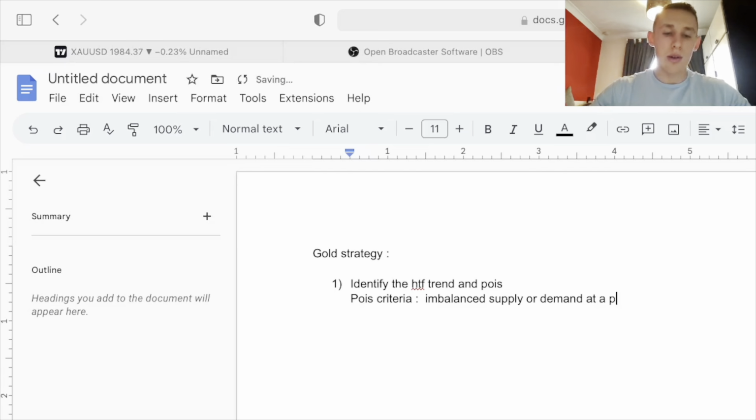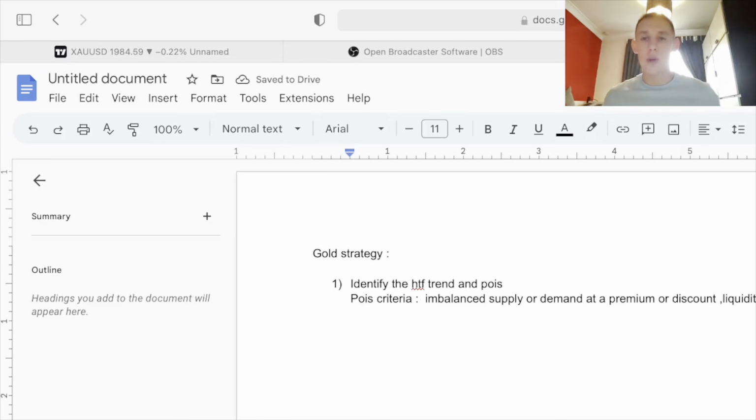But if we just put that on, we also need to see, so we have imbalance, supply and demand, and we also need to have liquidity taken at the point of interest, because market moves based on liquidity. So we always want to make sure that we are entering when the majority of people are losing, which is when liquidity is taken. So that is step one of the strategy, quite a simple one.